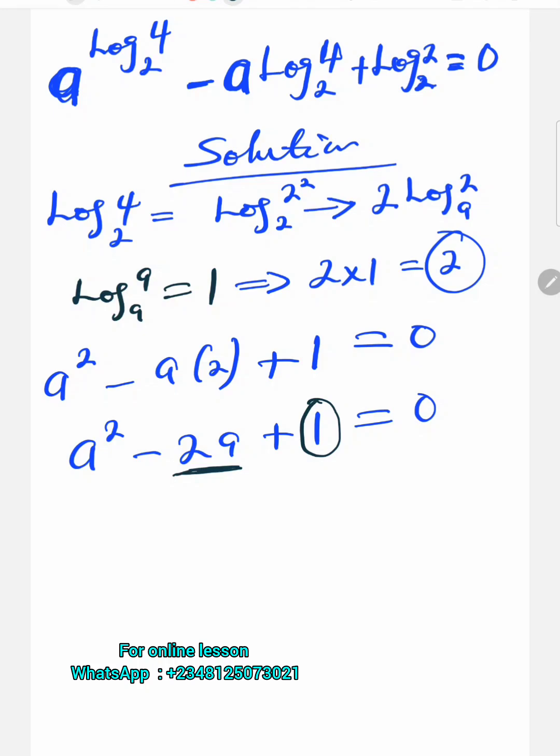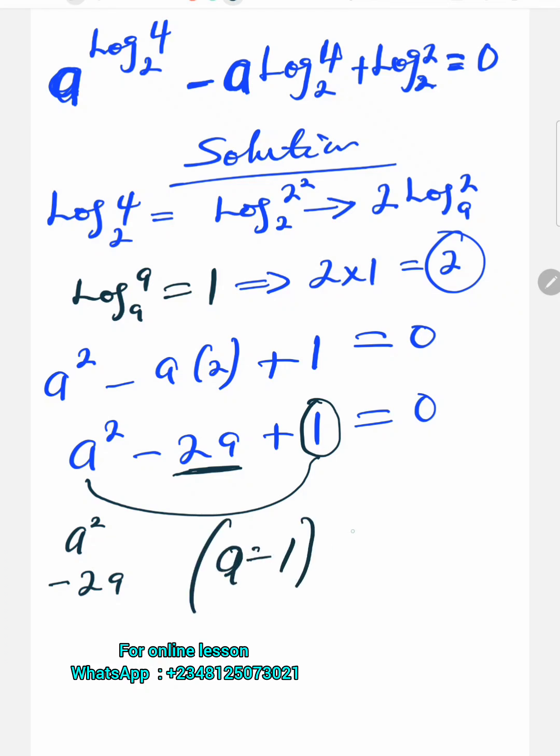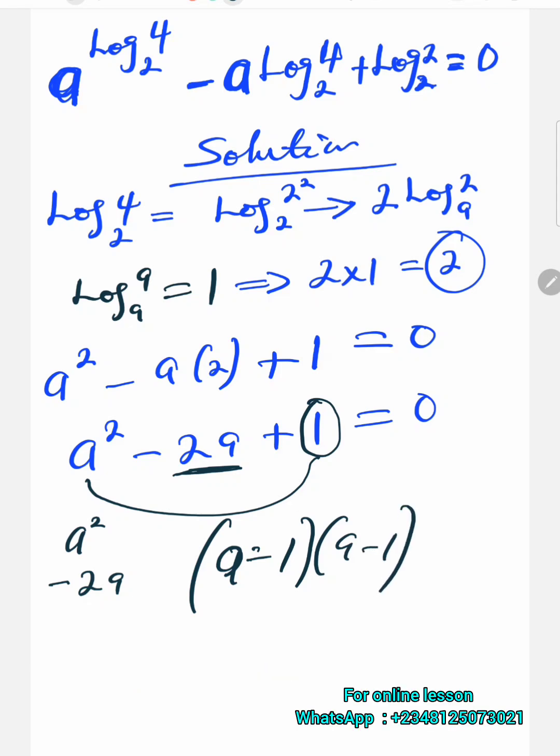In case you don't know that, what you do is multiply the first term by the last. The product now becomes a squared, and the sum is negative 2a. Now we are going to look for 2 factors so that when I multiply the 2 of them, they give me a squared, that is 1, and when I add the 2 of them together, it gives me negative 2a. And of course, it's going to be a minus 1 and a minus 1. And remember, that's why I said we are going to have a perfect square.